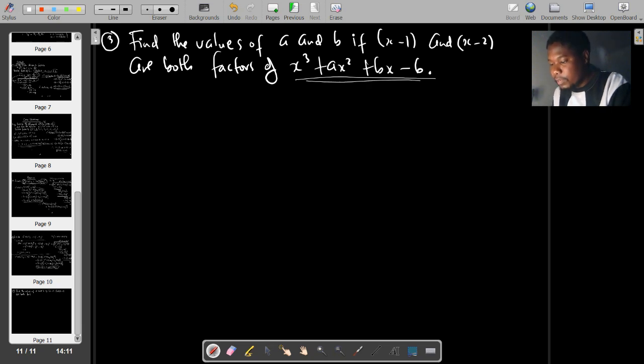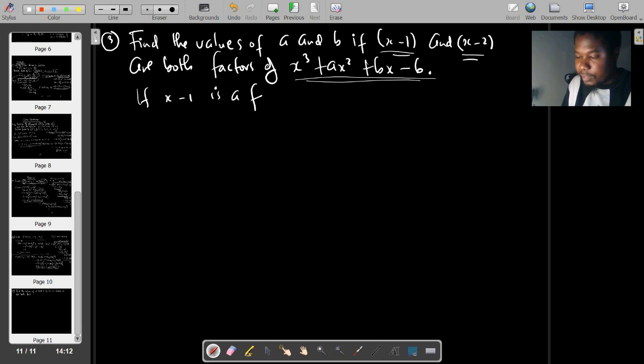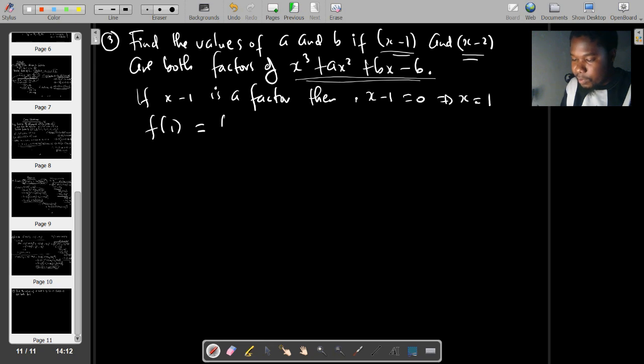The coefficients are missing. There is a and b, coefficients of x squared and x. So they're saying we should find those coefficients, knowing that these two divisors are factors. That means if we use the remainder theorem, these two divisors will give us a remainder of 0. So if x minus 1 is a factor, then x minus 1 equals 0 becomes what? x equals positive 1. Therefore, f of 1 will be equal to, in our polynomial, substitute 1.